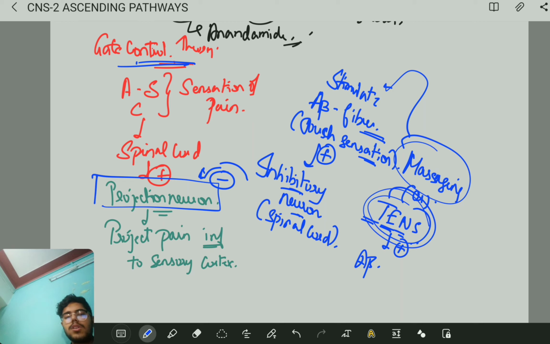Right? Fine. So this is all about the ascending pathways, and we have discussed the pain receptors too. We'll discuss some of the important points on the CNS in another video. Thank you. Have a nice day.